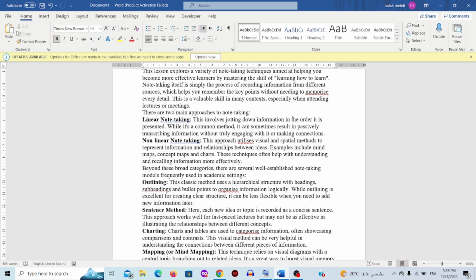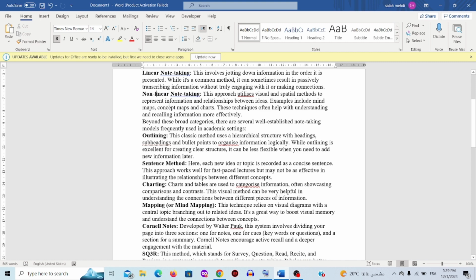While it's a common method, it can sometimes result in passively transcribing information. You are just going to write information in order, everything that the lecturer or the teacher says. So you are not going to engage with the information. You are not going to listen actively to the teacher. You are just writing information in order.